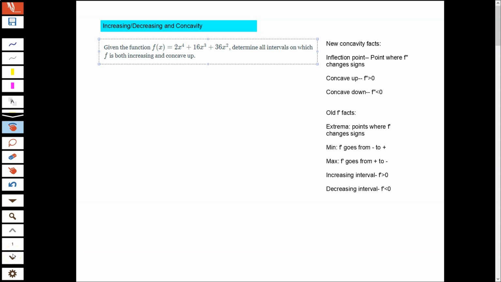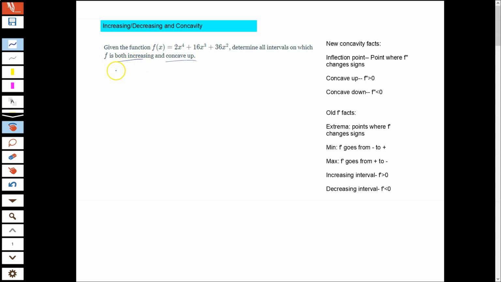Okay, team. Nothing new in this lesson. We're putting everything we have so far together. So we are finding in this problem intervals on which f is both increasing and concave up. Okay. And I've brought along our facts from the last lesson. So everything we need to know in this lesson is here.